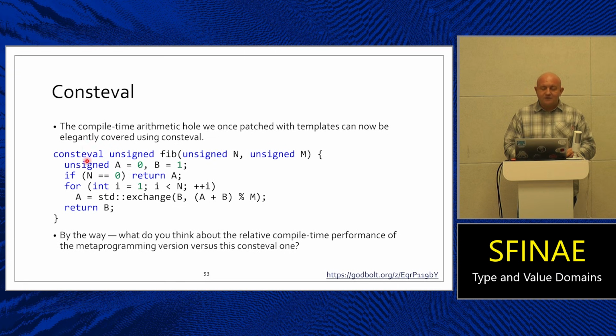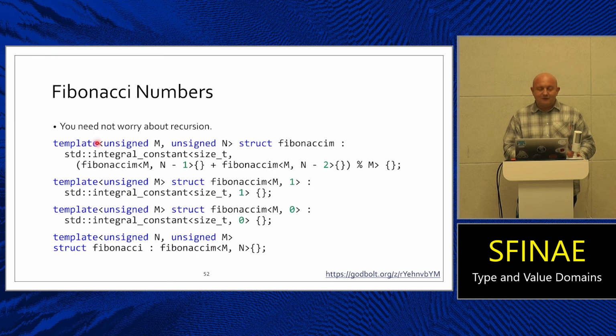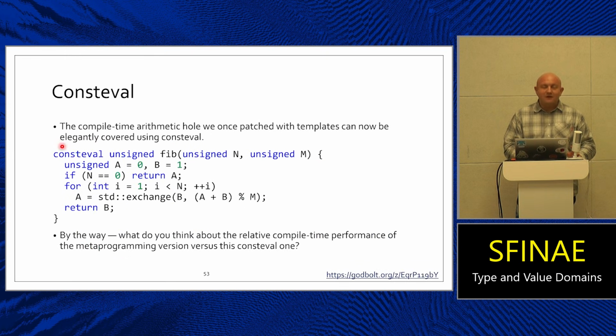And here's the fun question. If we implement Fibonacci both ways, the old metaprogramming way like this, and the new consteval way like this, which one do you think will be faster to compile? Which one will give you, I don't know, the 1 millionth Fibonacci number faster? Please make your experiments and write results in comments.